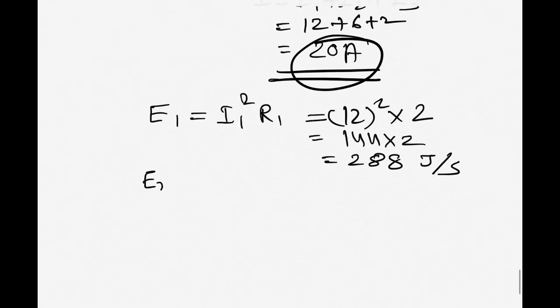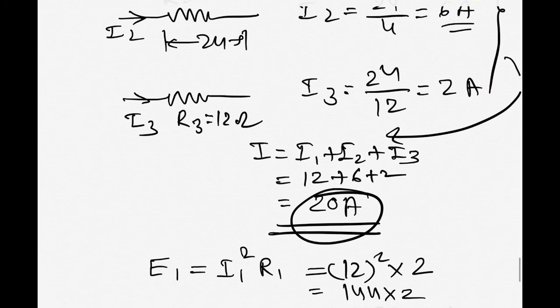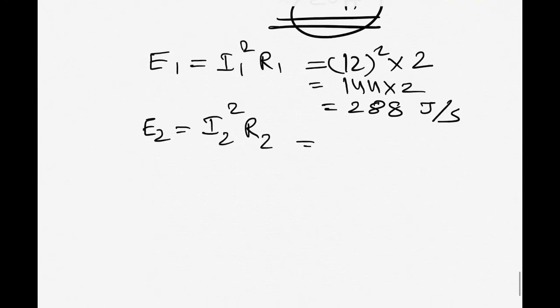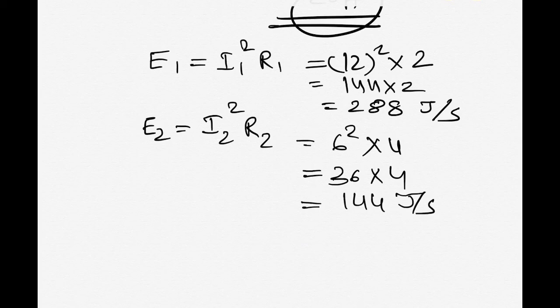Now the energy consumption rate because of resistor R2 will be I2 squared times R2. The current in the second resistor is 6 amperes here. So 6 squared into 4 ohms, which is the resistance R2. 6 squared is 36, into 4, so it becomes 144 joules per second.